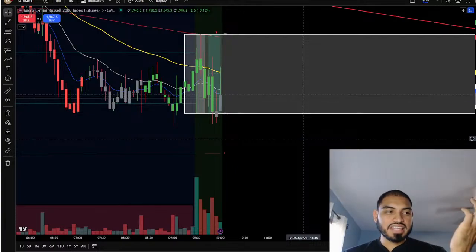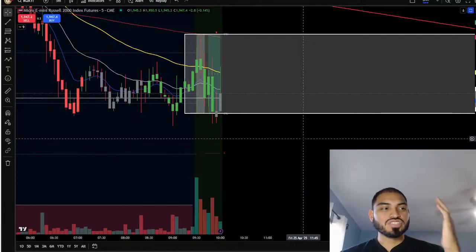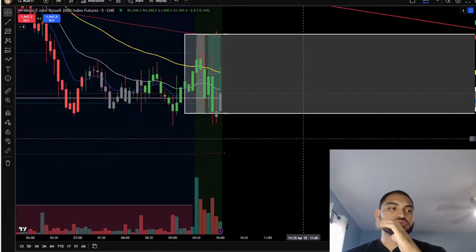So we're finally going to see what happens here, but we're still stuck on that ORB. Just choppy price action. Nothing to do.